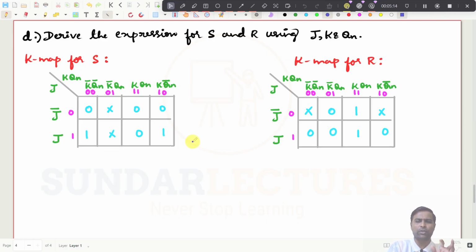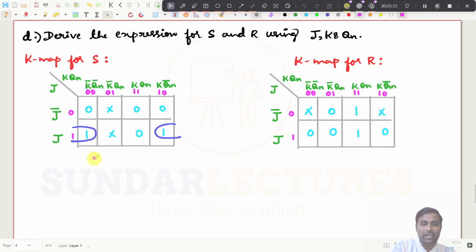How will you simplify? I need to cover all the ones. So is there any octet possibility? No. Is there a quad possibility? No, right? There is no quad possibility. Only I can go for a pair. So how can I do this one? I can take these two ones as one pair, right? That is the value of S now.